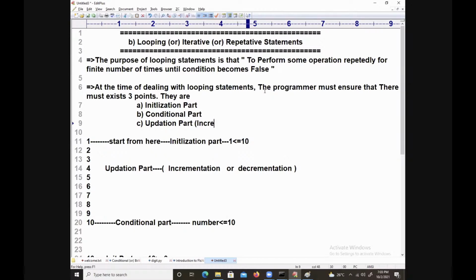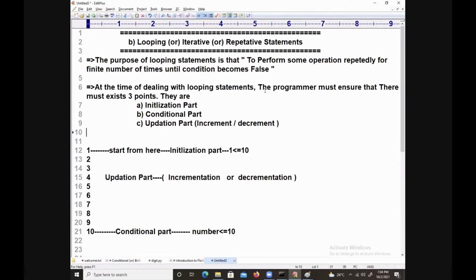So that is nothing but increment or decrement. I will go for increment slash decrement. These are the operations you need to take care of. And next I am going to write it in Python programming.